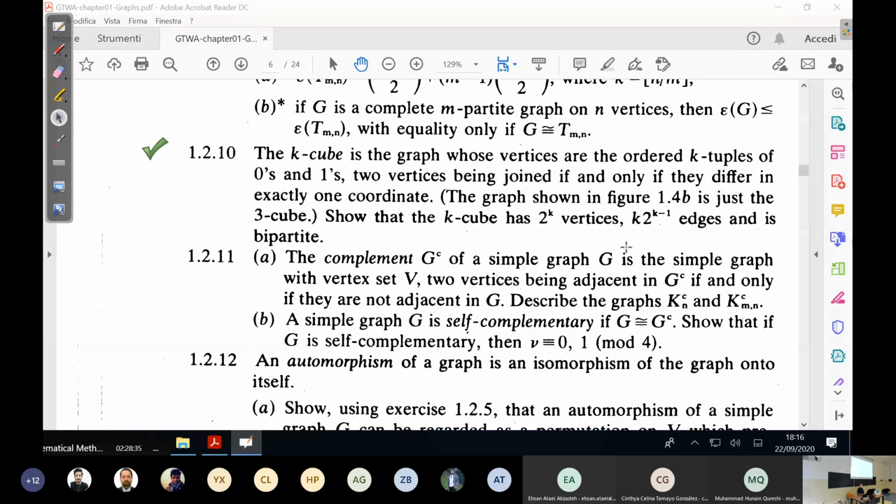Okay? Show that... I don't mind, these are very simple, and okay, if you want, but it's very easy. I'm not interested in these two things, that the K-cube has 2 to the kth vertices and K times 2 to K minus 1 edges. The important thing is that I want you to prove that every K-cube is bipartite.